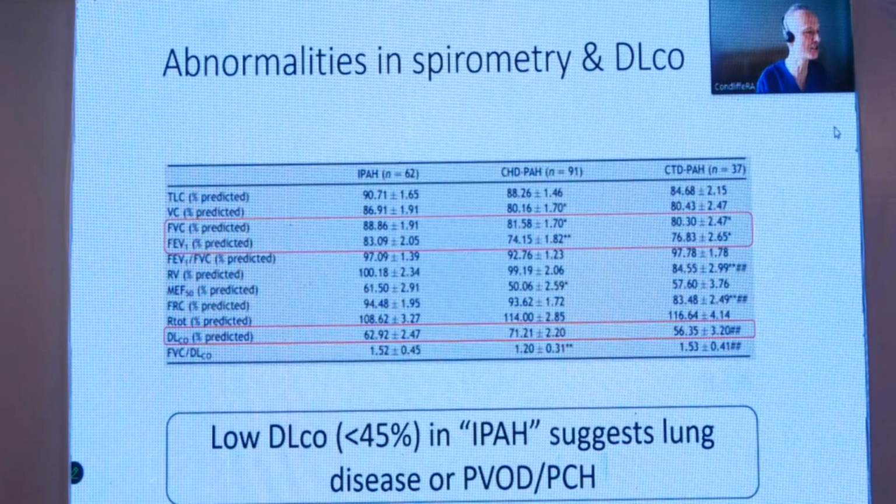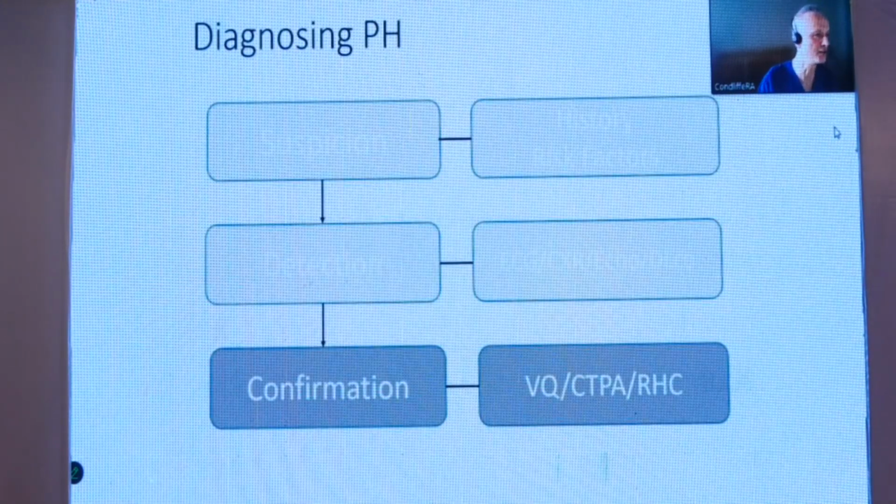Other simple tests: your spirometry in PAH can often be slightly impaired, but not dramatically. Your gas transfer in idiopathic PAH is normally around 60 to 70%. It's normally low in scleroderma-related PAH. But if it's very low, less than 45%, it suggests there's something else going on, such as lung disease or a rare condition called pulmonary veno-occlusive disease.